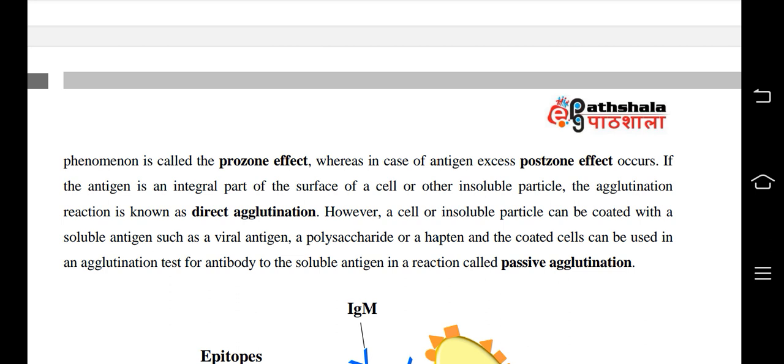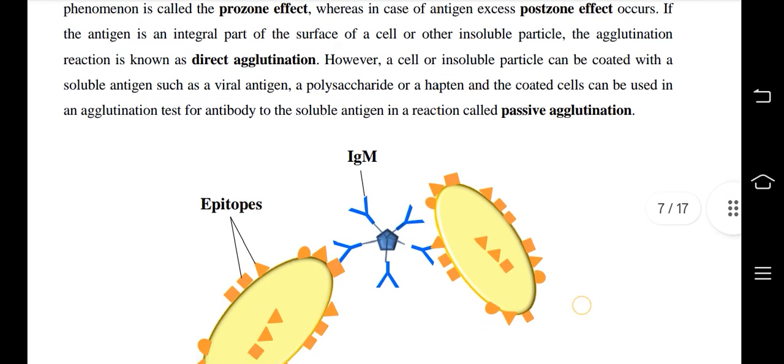However, a cell or insoluble particle can be coated with a soluble antigen such as a viral antigen, a polysaccharide or a hapten, and the coated cells can be used in an agglutination test for antibody to the soluble antigen in a reaction called passive agglutination.